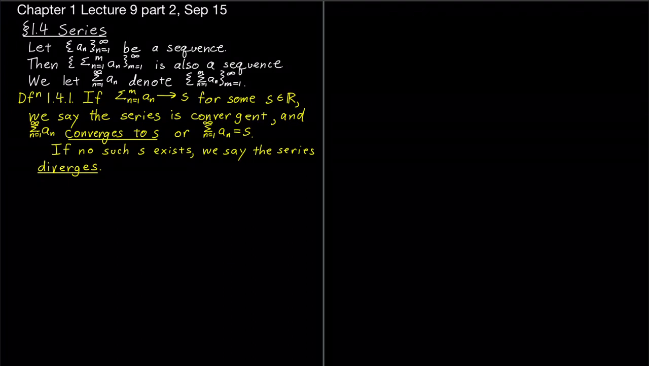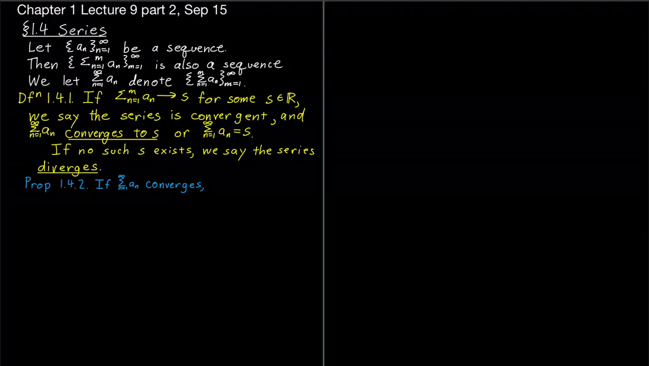And the first proposition we're going to prove about these things, this is proposition 1.4.2, is that if the sum from n equals 1 to infinity, if your series converges, then the sequence converges.